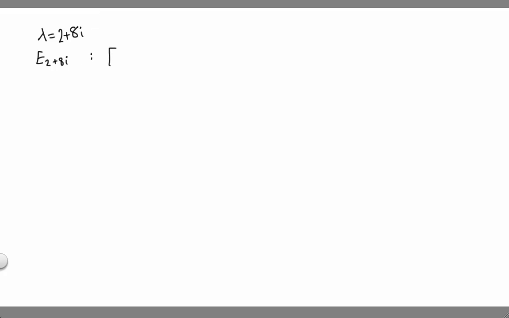In general, when you go about finding eigenvectors for a matrix, you're going to go A minus your lambda times I, and we are solving a homogeneous system.